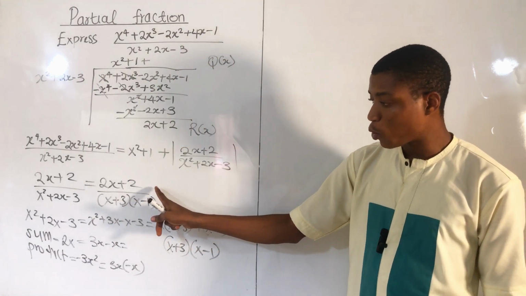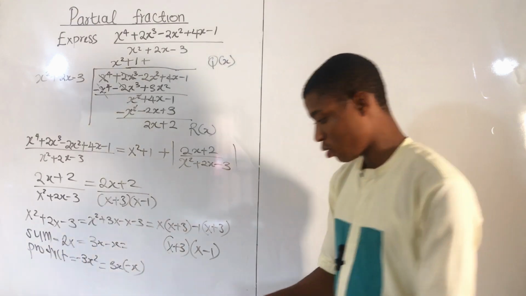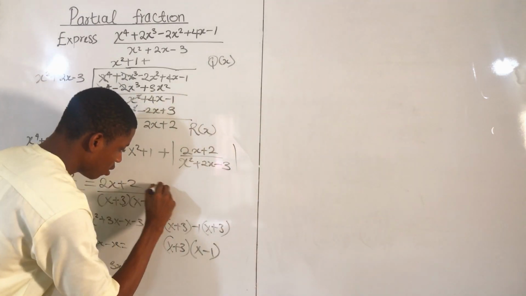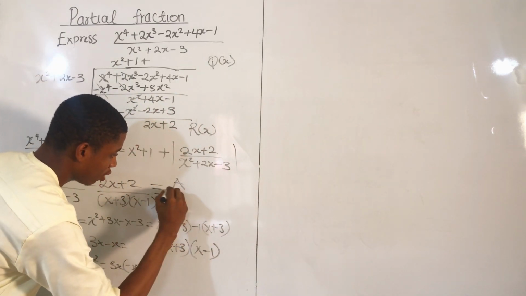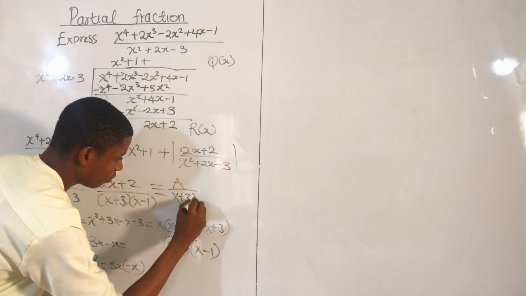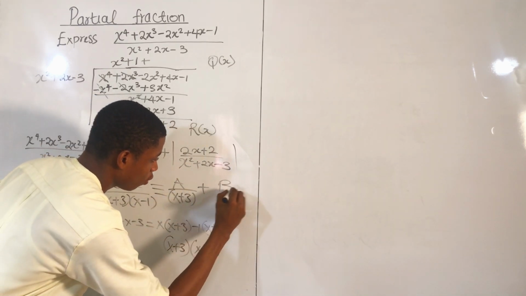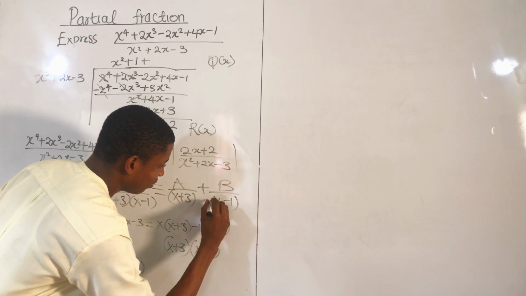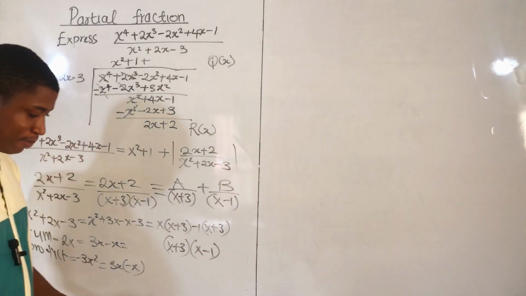So of course, we're going to rewrite this from our general assumption. So we are assuming that this is A over x plus 3 plus B over x negative 1. Very easy.